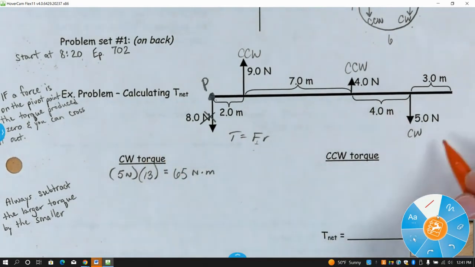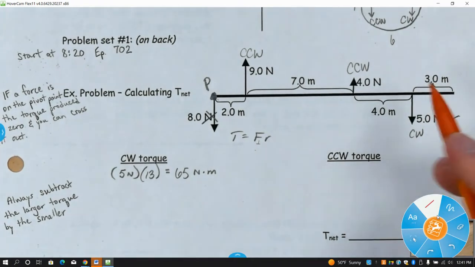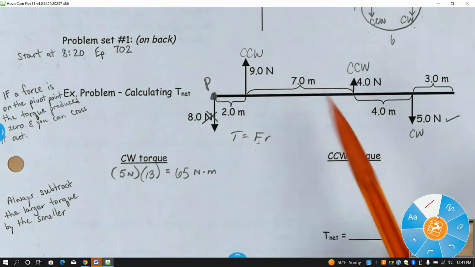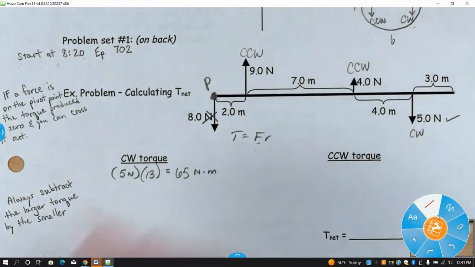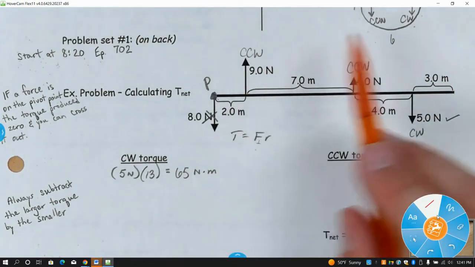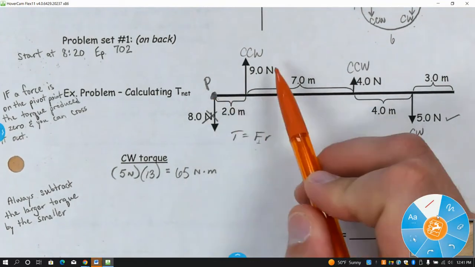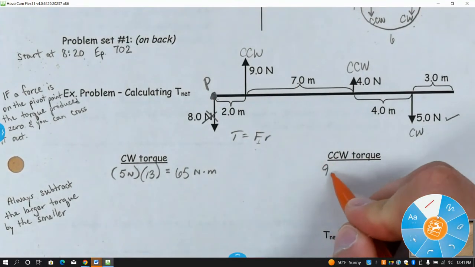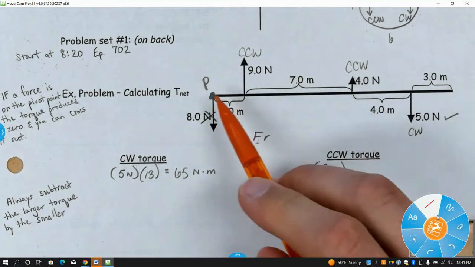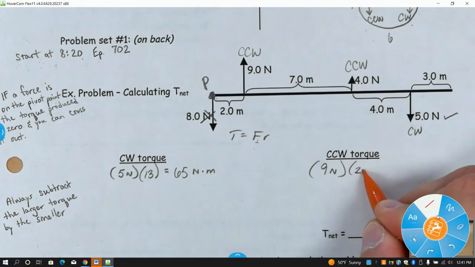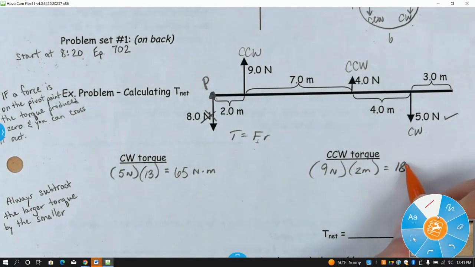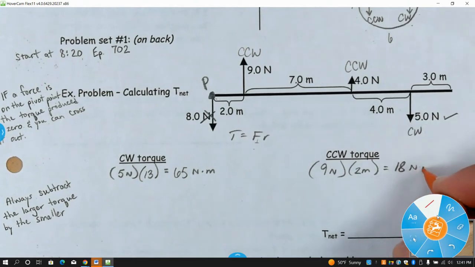Now I'm just going to put a little check mark next to this one because I know I've done it. Are there any other clockwise forces? No, so we're good. Now we're going to go on to the counterclockwise. The first one I come across from P is the 9 Newton force. How far is this 9 Newton force from P? Correct, 2 meters. So we got 18.